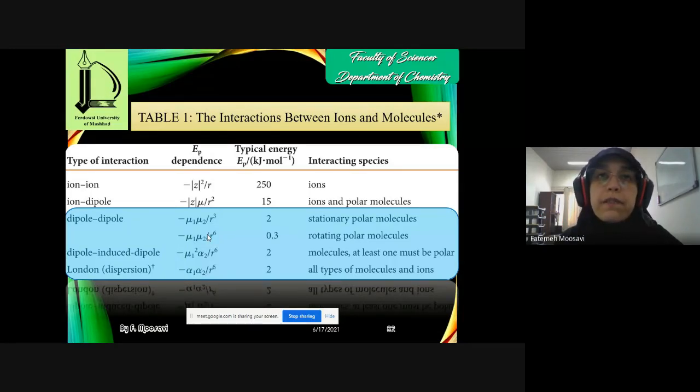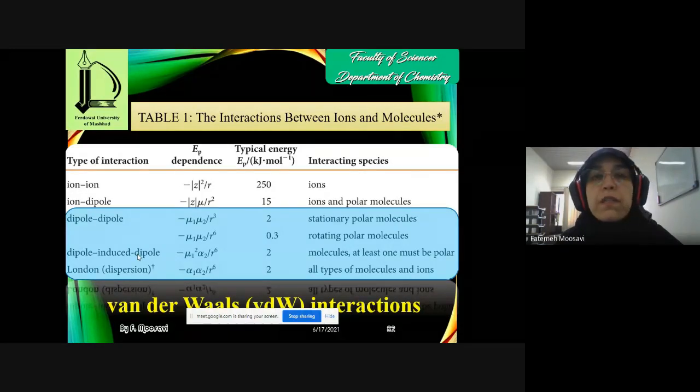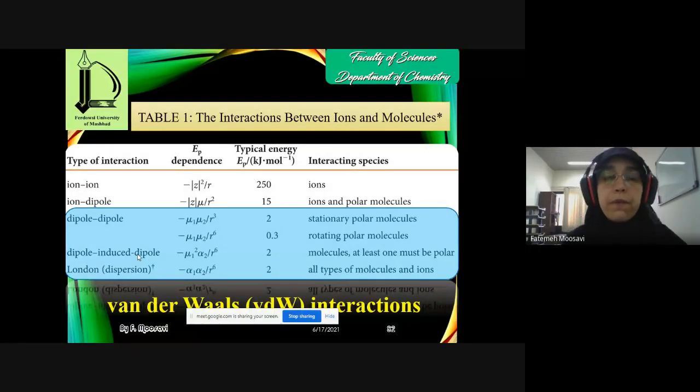in these cases. The potential energy of dipole-dipole interaction between rotating polar molecules in gas phase, the London interaction, and the dipole-induced dipole interaction are collectively called van der Waals interactions, because Johannes van der Waals, a Dutch scientist, studied them extensively.